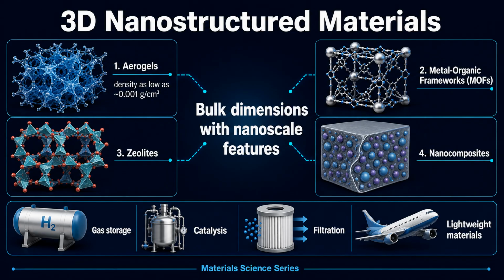Metal organic frameworks, or MOFs, are crystalline materials with metal nodes connected by organic linkers, creating highly ordered porous structures. They have record-breaking surface areas, up to 7,000 square meters per gram, making them ideal for gas storage, separation, and catalysis. Zeolites are naturally occurring or synthetic microporous aluminosilicates used extensively in catalysis and water purification. Nanocomposites combine nanoscale reinforcements with bulk matrices to create materials with enhanced mechanical, thermal, or electrical properties.